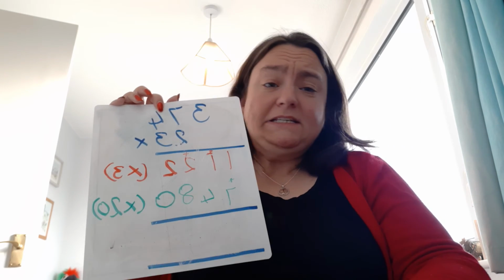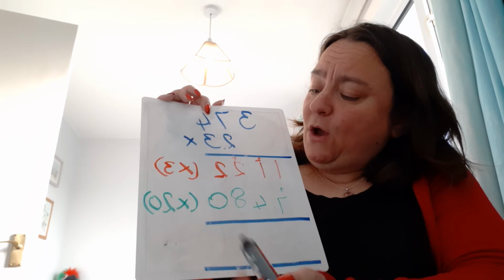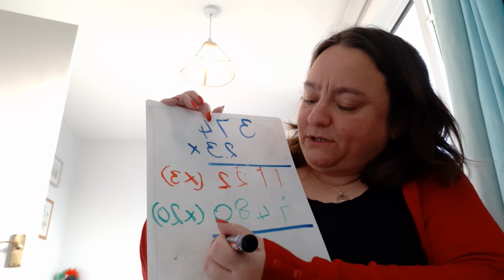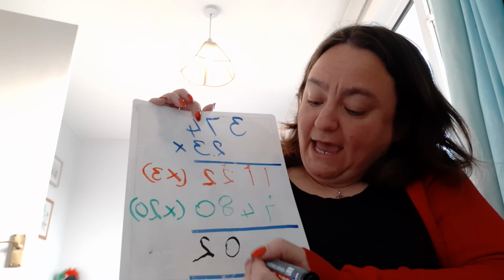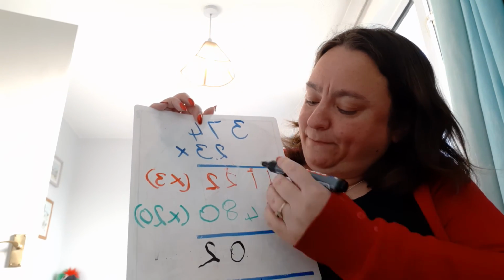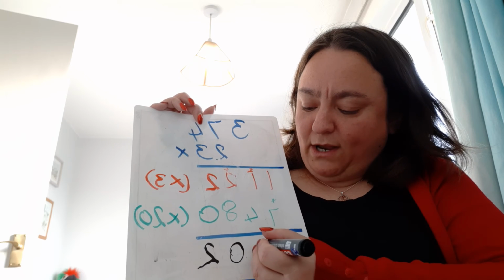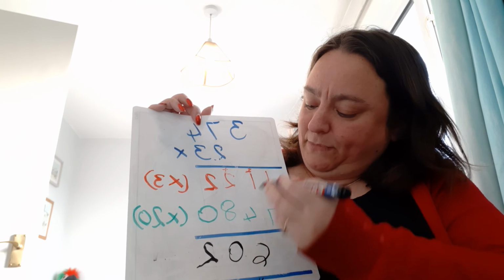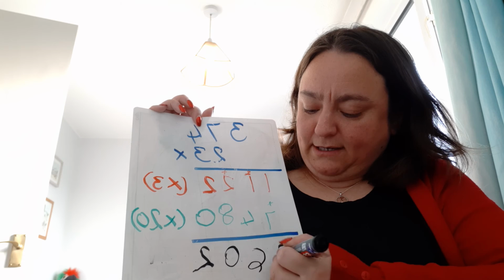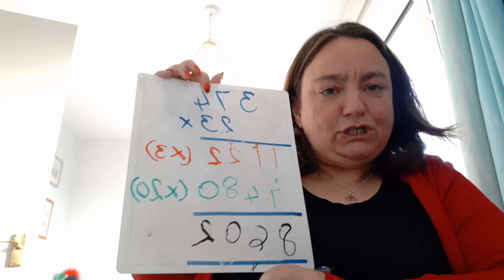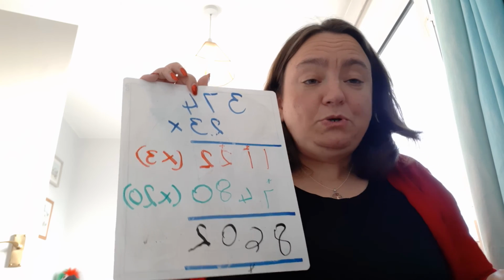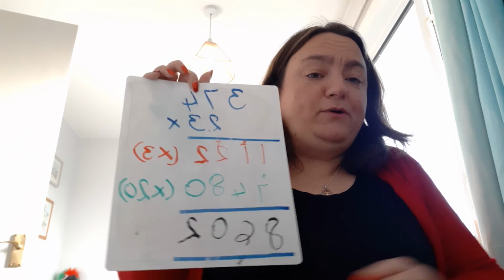Okay, and then exactly the same way as we've done previously, we add them all together. So that is 0 add 2 is 2. 2 add 8 is 10. So my little one goes down there. 1 add 4 is 5. Add the 1 is 6. And then 1 add 7 is 8. So my answer is 8,602.